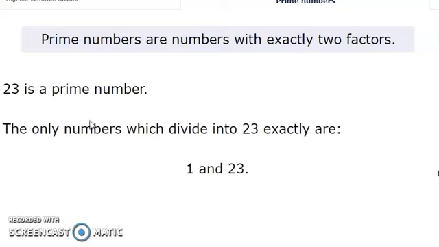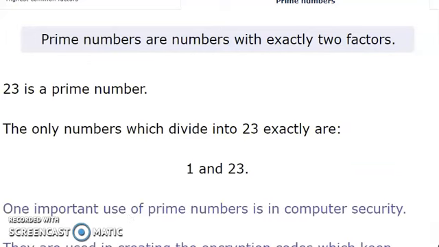23 is a prime number. The only numbers which divide into 23 exactly are 1 and 23. You cannot think of any other number that divides 23 exactly.